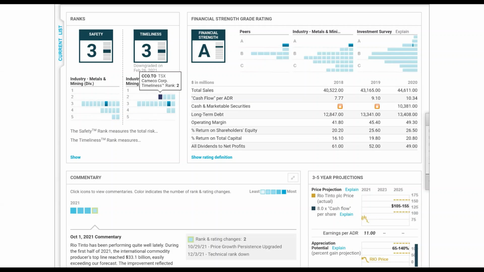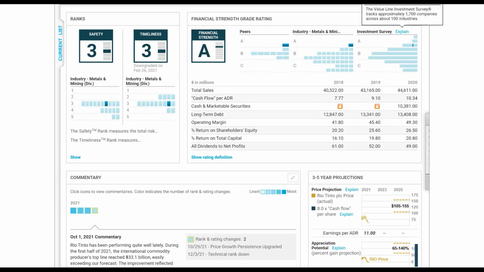Anyway, on financial strength, it's very strong, probably because it's got good sales, good margin, good cash flow. If we look over here, where it is with its peers, that's another column showing other companies in that industry, and it's one of the top. And then same in its industry. And in its survey, you can touch that explain, and it will tell you how it calculated that survey. I'll do that as an example.